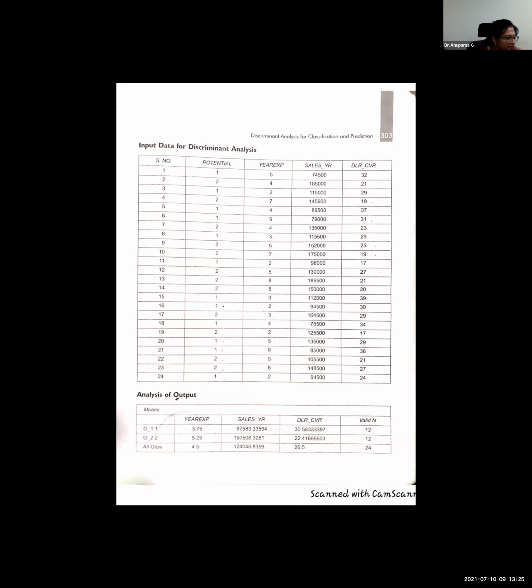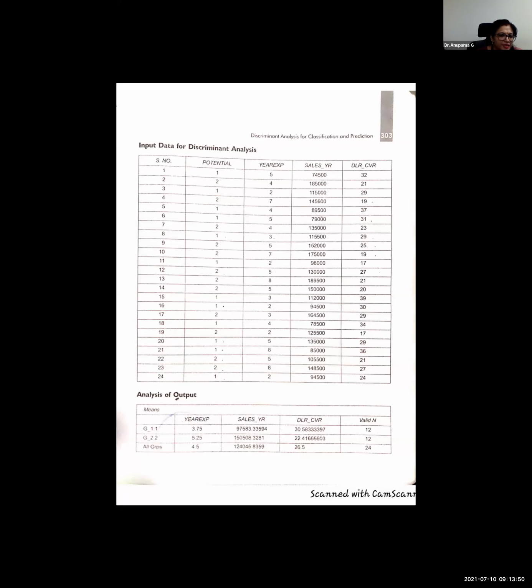So what you see on the screen, the next screen that I've put up for all of you, is that you can see that there is some input data for discriminant analysis given, which is the potential of the salespeople. And there's a code for the potential. It is coded as 1, 2, 1, 2, 2, 2, 1, 1, like that it is given. The next column is the years of experience. The variable name is year exp.